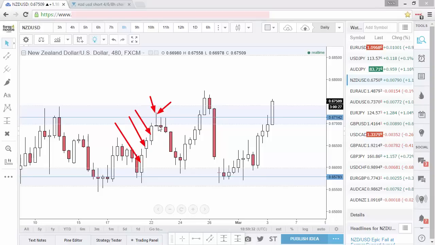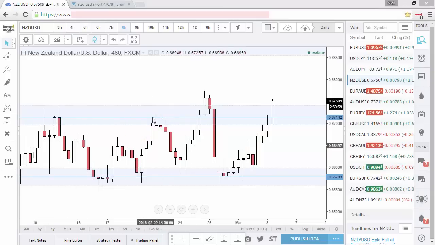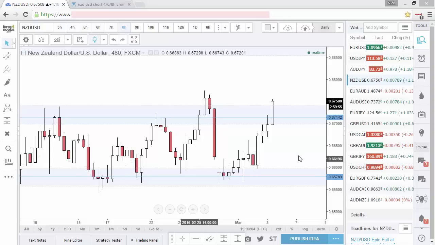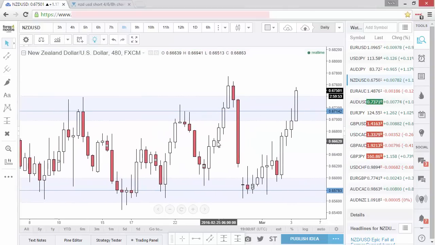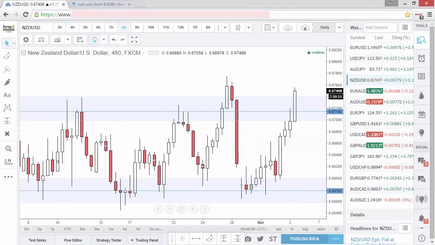So when indecision formed here, and then we got a second indecision candle, it was quite clear what was happening here. Price was stalling, buyers were stalling at an area of resistance. And that made it so we were looking at entering a trade here. So how was this trade entered? How was this trade handled?